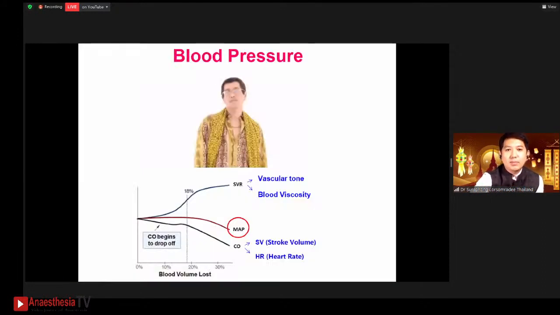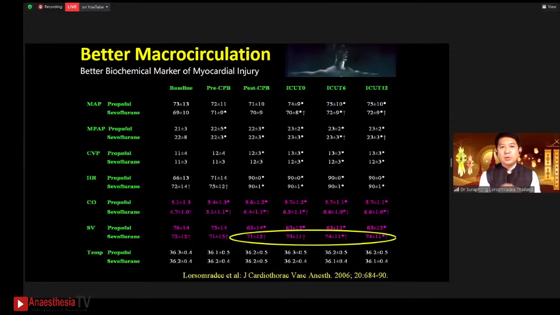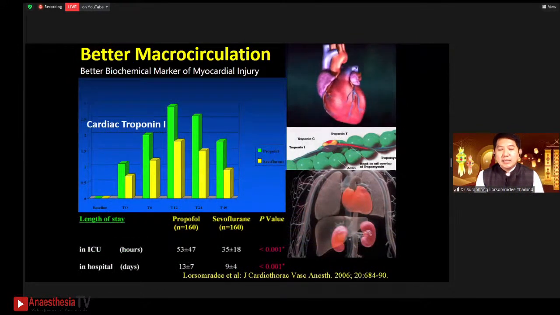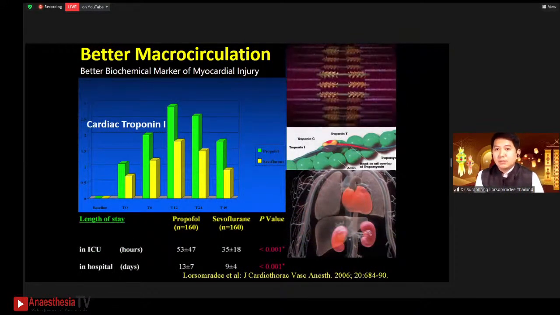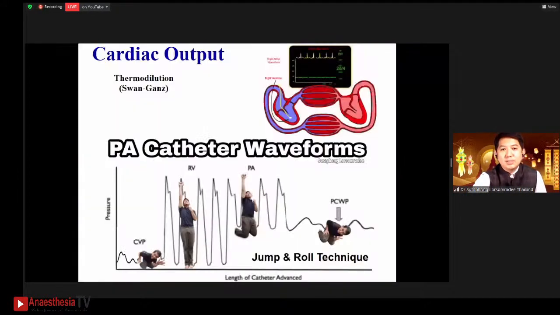Like this one. If we understand this one, for example, stroke volume. Stroke volume is part of what changes the blood pressure, right? One of my studies is I try to maintain stroke volume higher than another technique. If we try to maintain stroke volume higher, what happens? We can have the cardiac troponin, like the cardiac injury, will be lower in the technique that can make stroke volume higher. And the length of stay in the ICU and length of stay in hospital will be shortened.